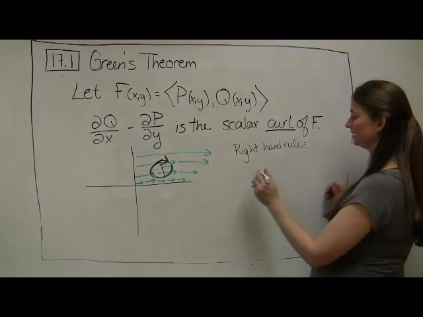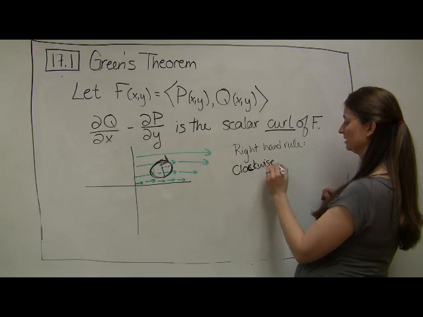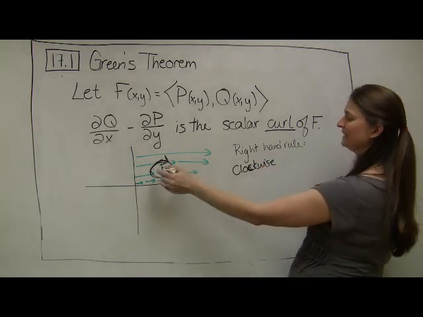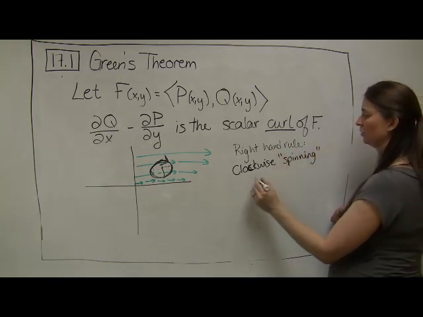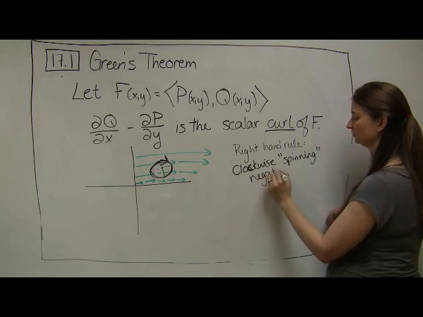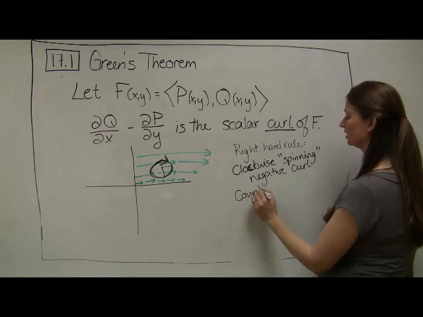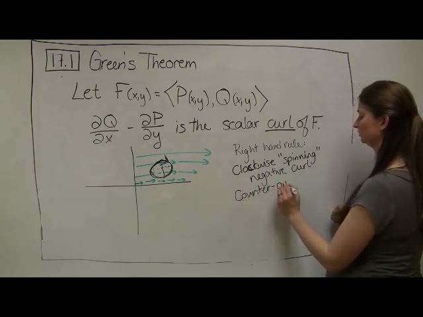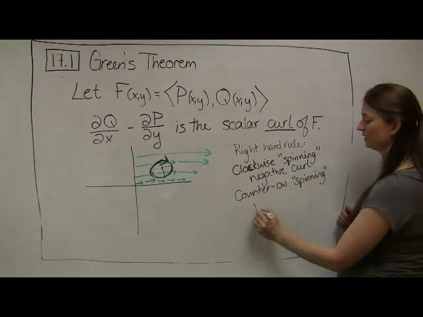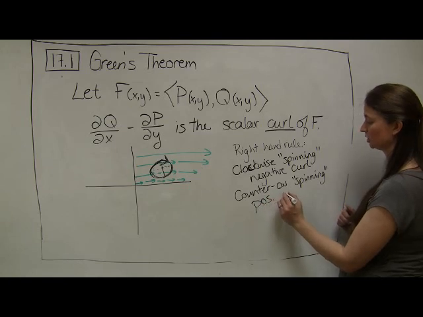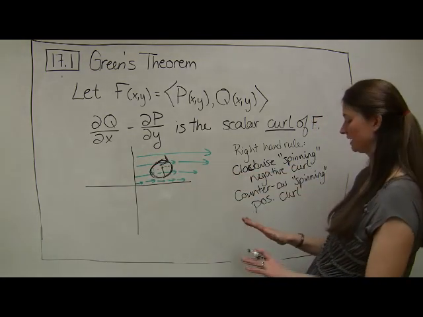So the right-hand rule tells us that with clockwise spinning, that's a technical term, we have negative scalar curl. Whereas if we have counterclockwise spinning, then we end up with positive scalar curl. That's because our right hand would have been spinning in this direction.